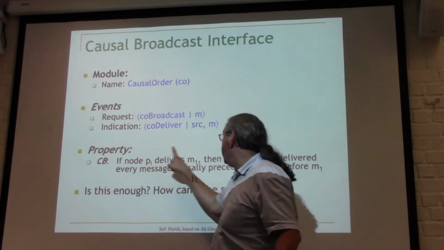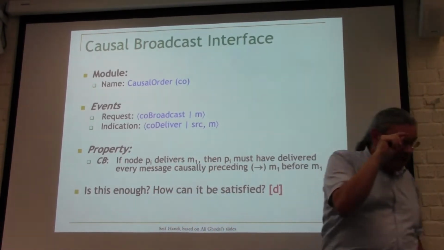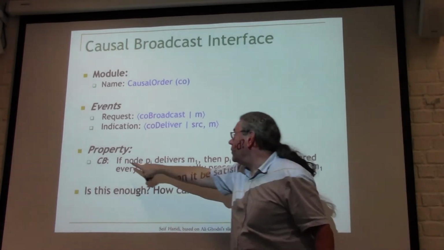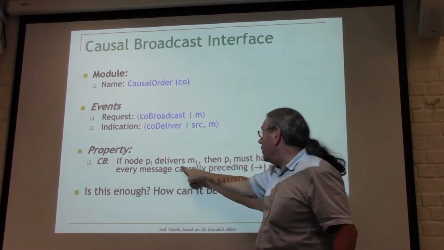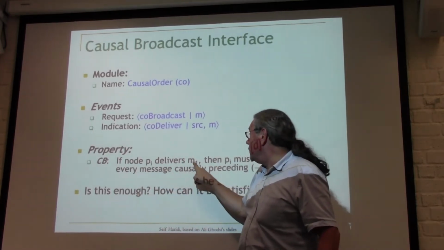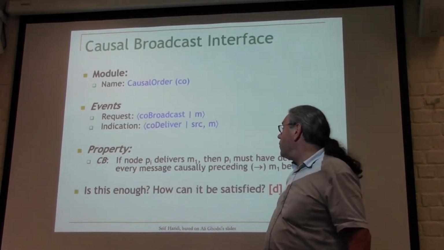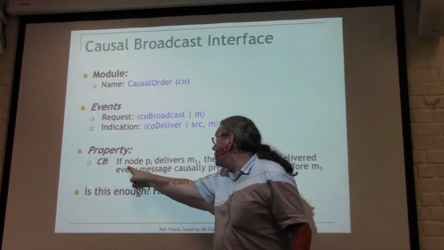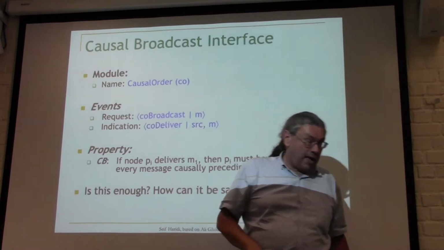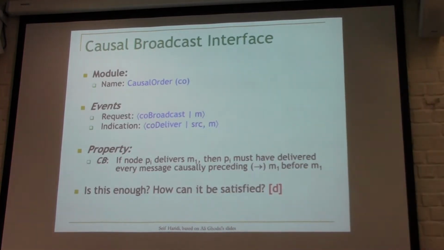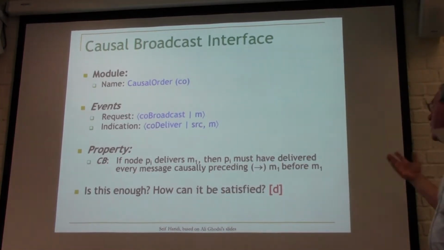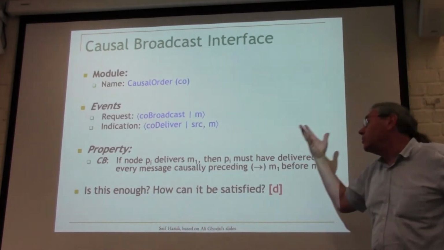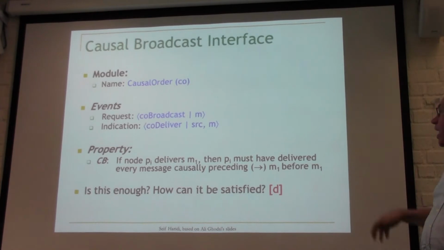It's an if-then. Your brains have to be wired to detect if-then properties. So there's a condition here. If Pi delivers M1. And the way to make this thing vacuously true is that this condition is false. If Pi does not deliver anything, then this property is not telling us anything. It's not adding anything.